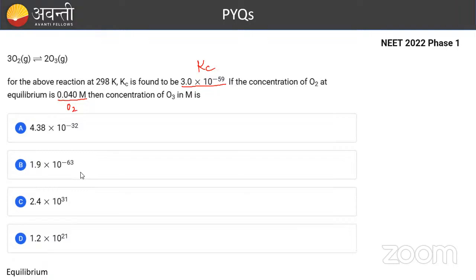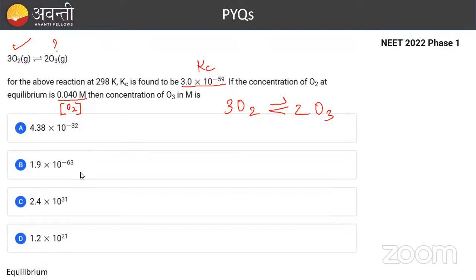Concentration of O2. Concentration should be written with the square bracket, right? The concentration of O2 is given. Then the concentration of O3 in molar is the unit of concentration. So now we are provided with the O2 concentration and we are asked to find the O3 concentration. So how to approach this? Let me write the reaction first. 3O2 is in equilibrium with 2O3.